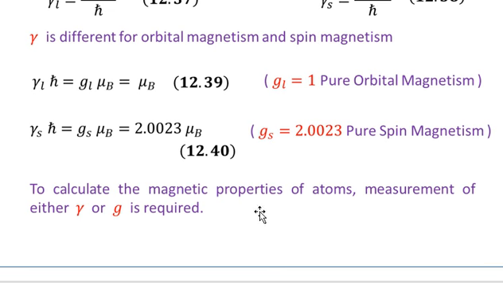To calculate the magnetic properties of atoms, measurement of either gamma or G is required. So you see that we have used the gamma and G parameters. If one of them is known, the other parameter is also known. So we need to find out these constants, either gamma or G, experimentally.